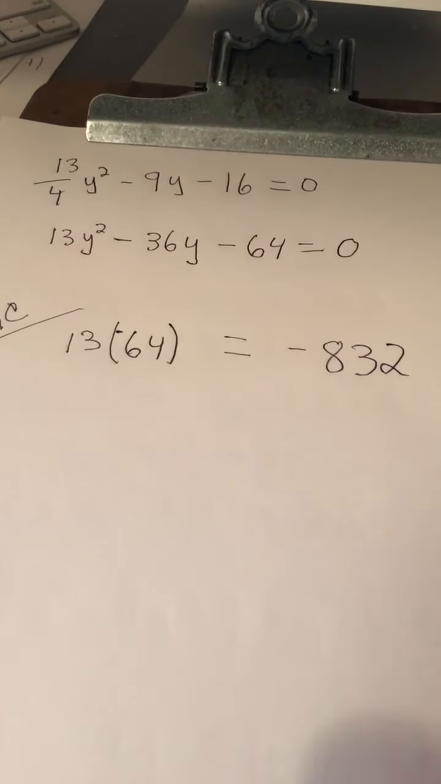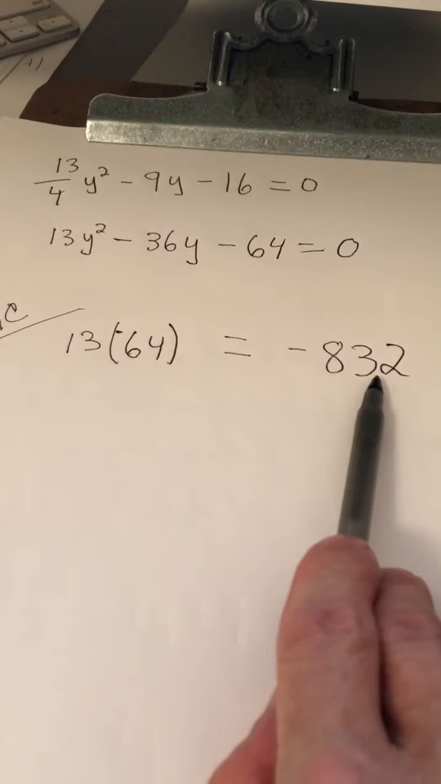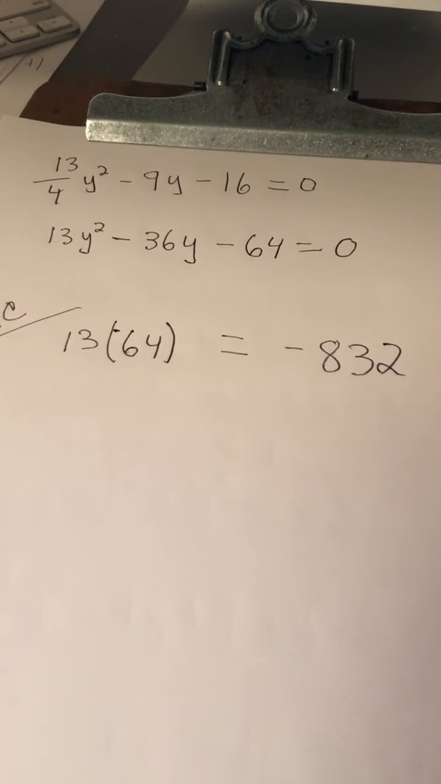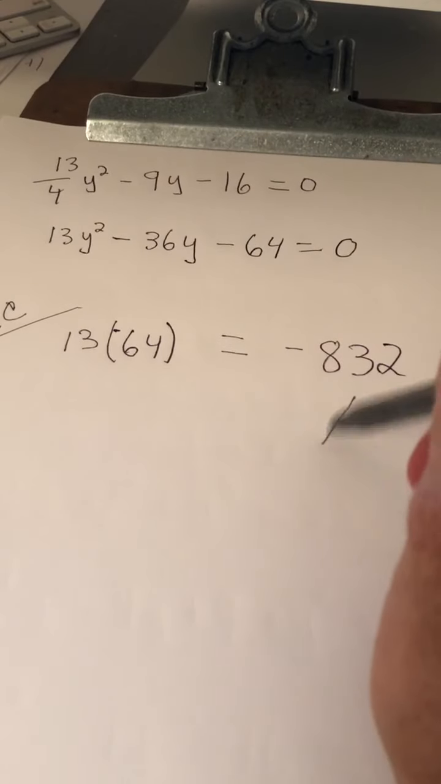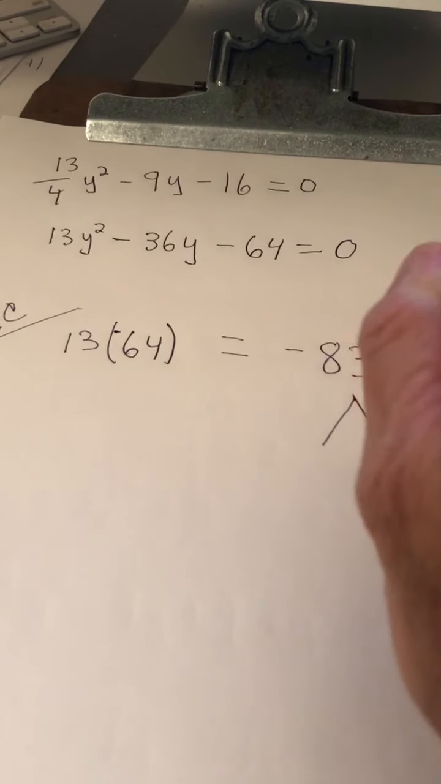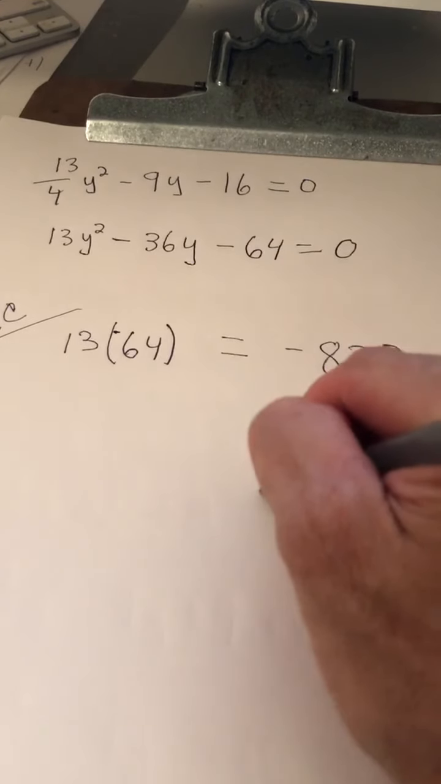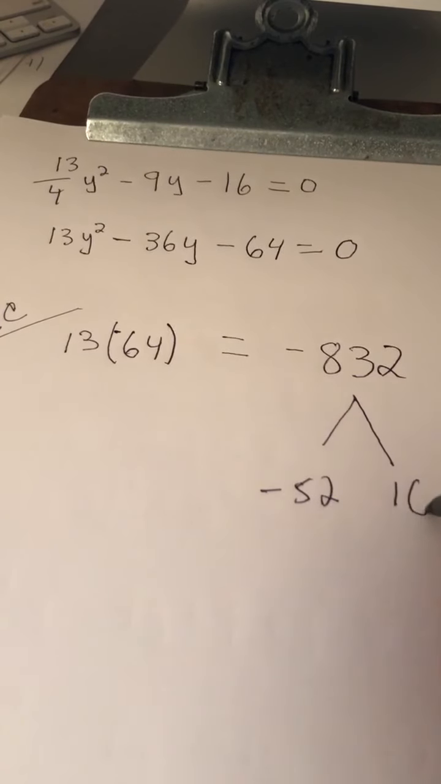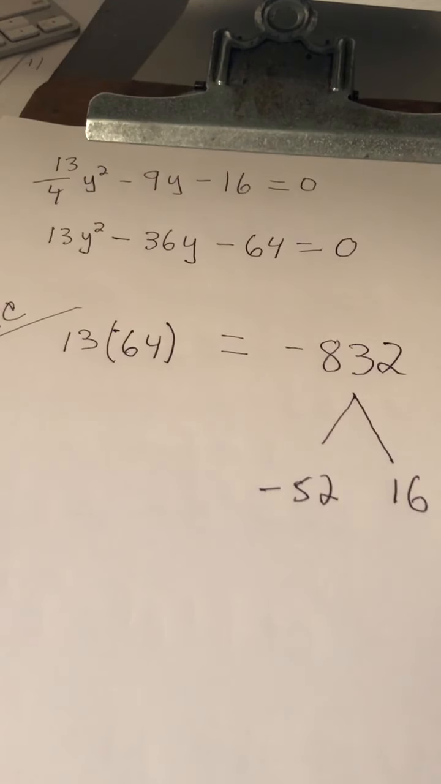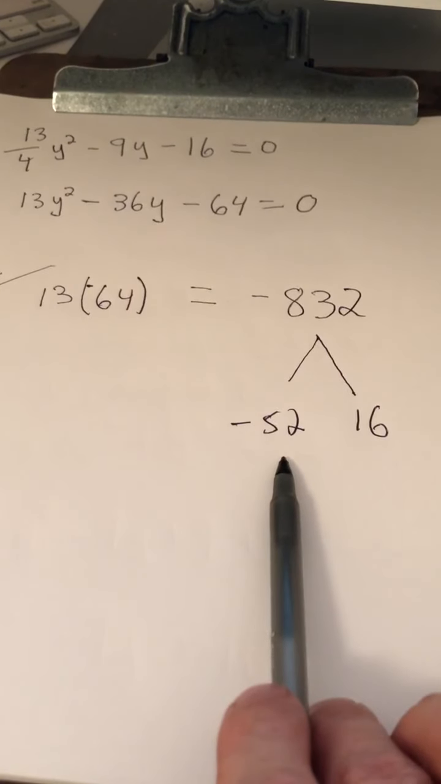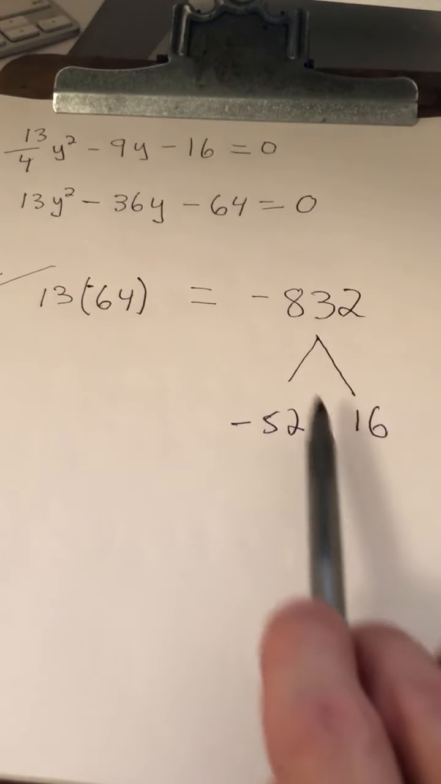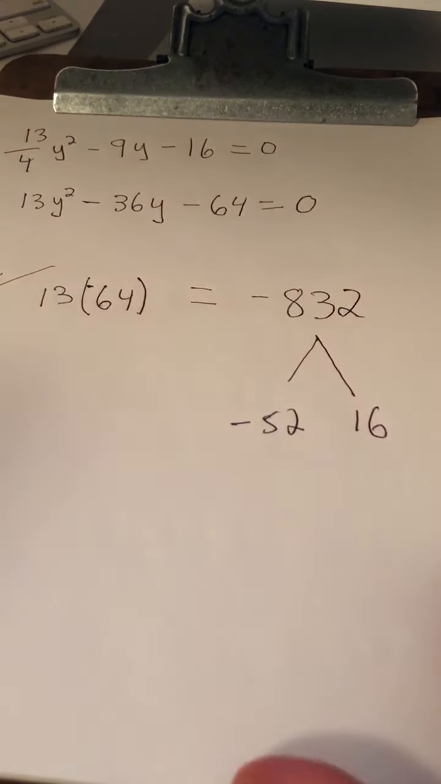So we're going to use a little bit of trial and error here. What we want are factors of negative 832 that add up to negative 36. Now, I think the numbers that we want are negative 52 and a positive 16. Let's verify that for a minute. Is it true that negative 52 plus 16 is negative 36? The answer is yes.